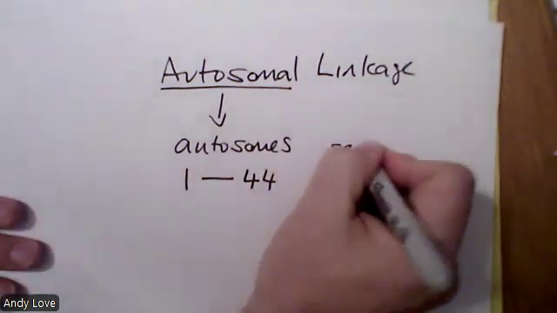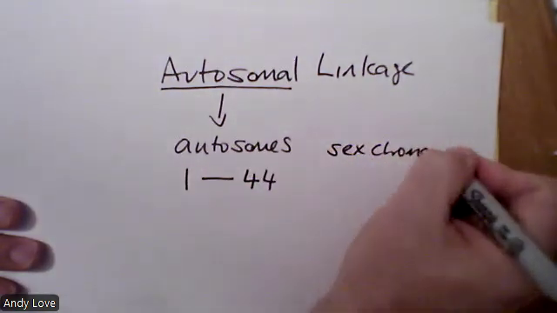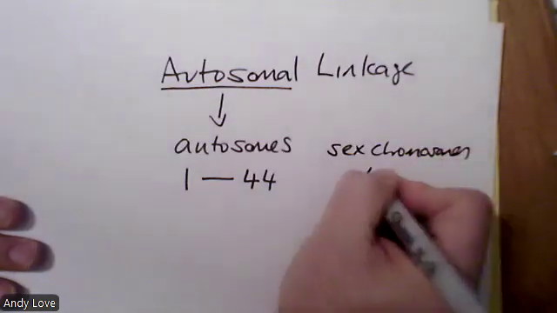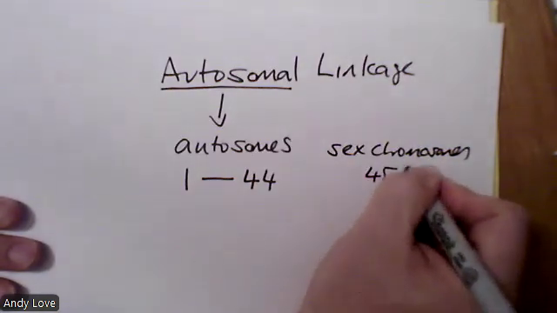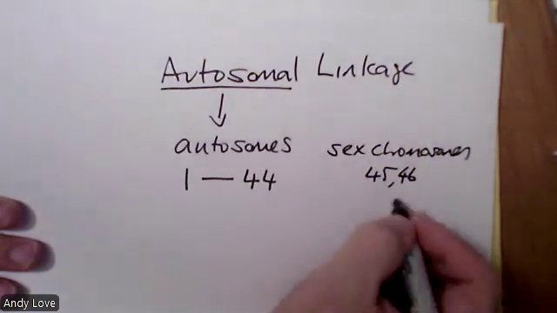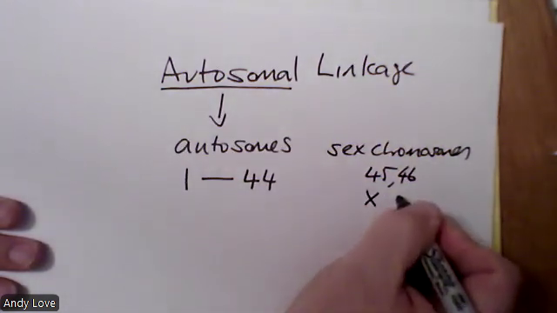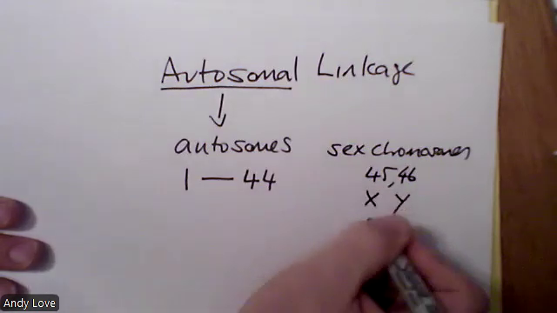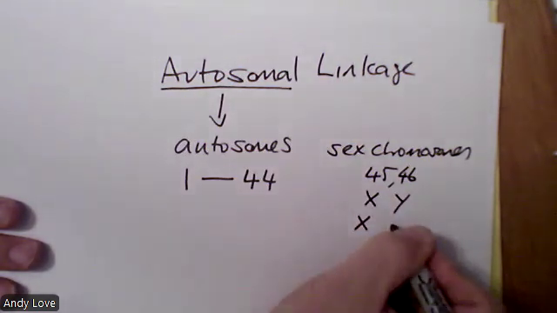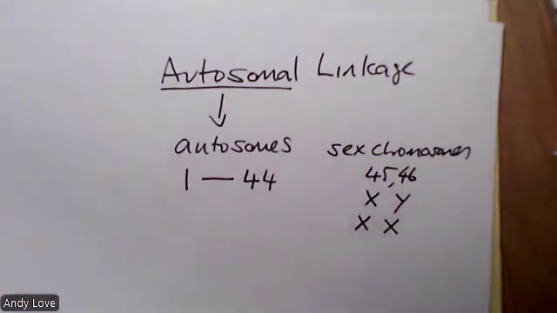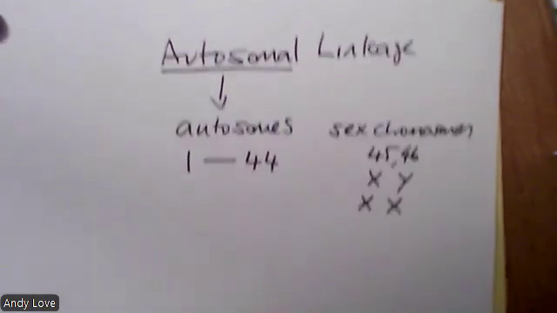And your sex chromosomes are 45 and 46. So if you're a male, 45 is X, 46 is Y, and if you're a female, 45 would be X, and 46 would be an X. So autosomes are the body chromosomes, all the other chromosomes that are not sex chromosomes.